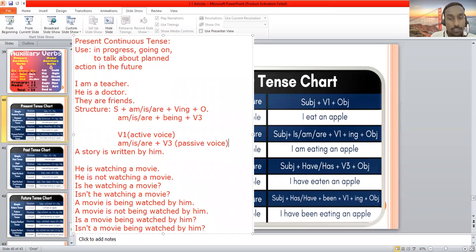That is an active voice. Here you'll just get it. So the structure can be like this. Am, is, are here is also, but this time it is passive. You'll come to know am, is, are and V3 are also used, but that is in passive voice, and here it is simple present tense.